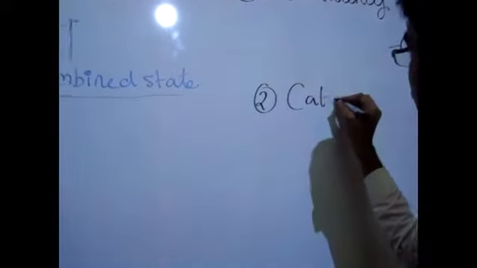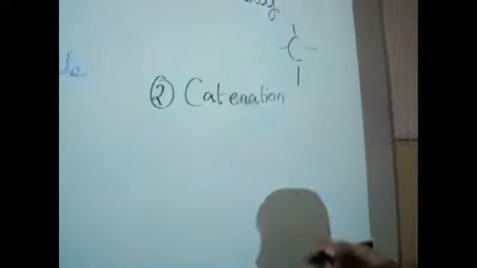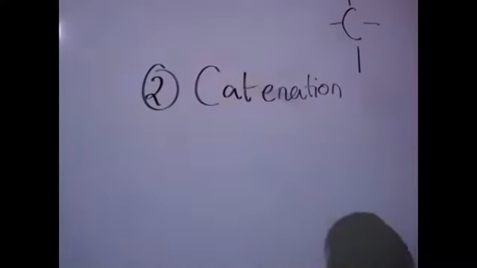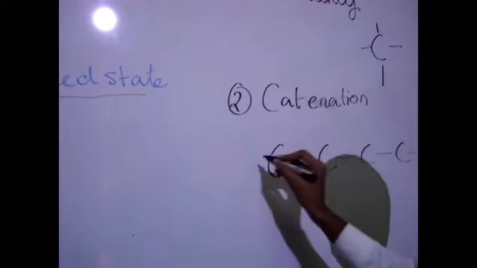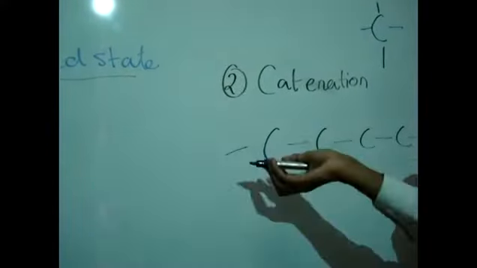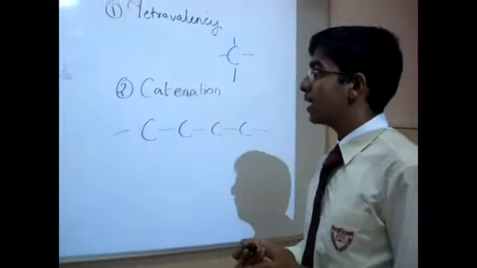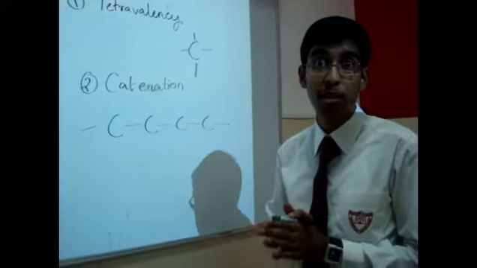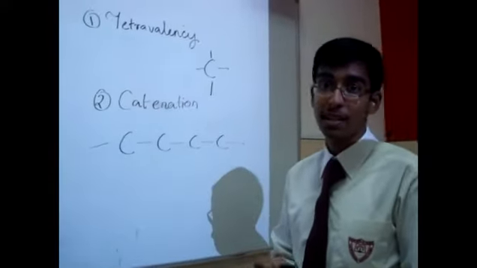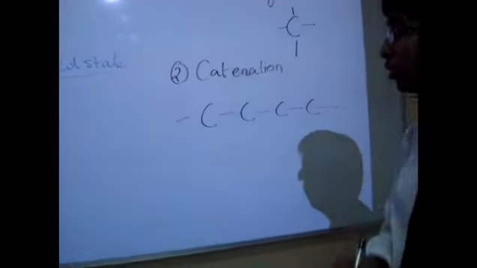Now the second property is catenation. Now catenation is like the carbon atom can join with a lot of carbon atoms like this. This means like it will join with more and more carbon atoms. That's why there are millions and millions of carbon compounds. Like at present itself, the scientists have found out 5 million carbon compounds in the combined state because of these 2 properties.